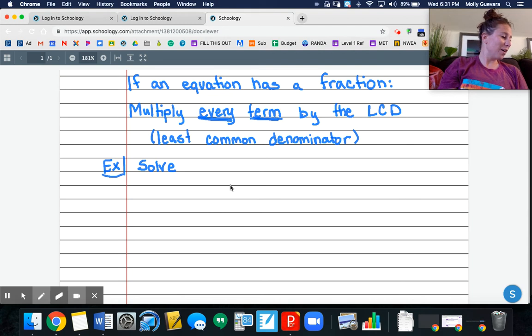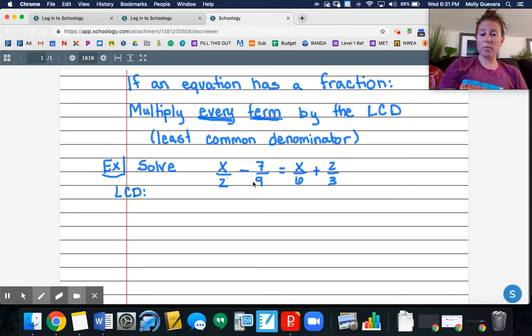Okay. So here I want to solve x over 2 minus 7 over 9 equals x over 6 plus 2/3. So lots of fractions going on, right? So the thing that we're looking for is what is the least common denominator. So the LCD. So I'm going to look at my denominators. I have 2, 9, 6, and 3. And I'm going to show you the fastest way to find the LCD.